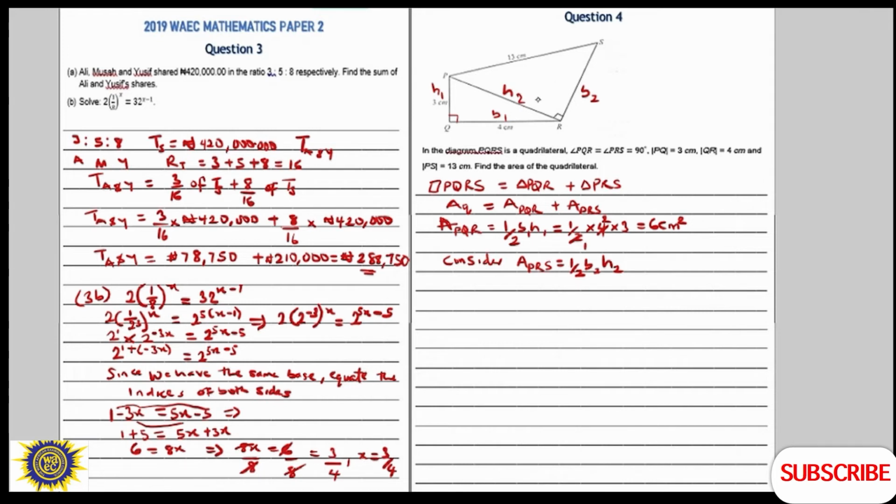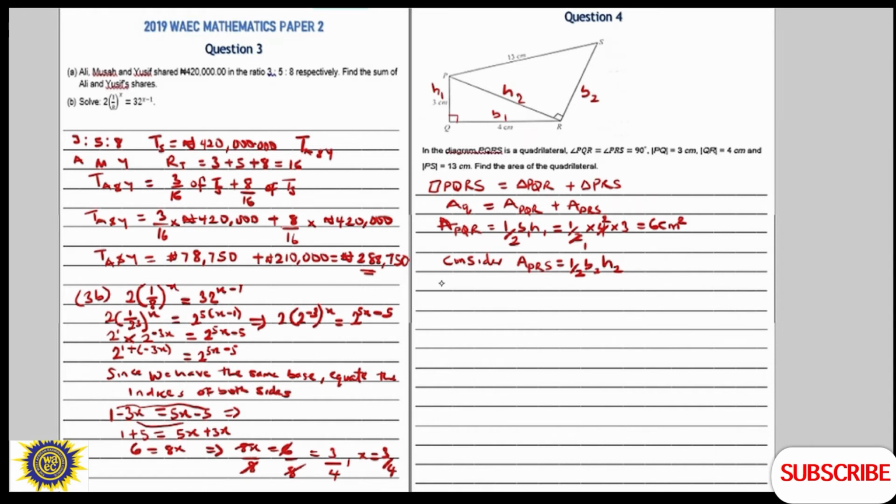But look at this one. In this case, we don't have H2, we don't have B2. But this H2 here is the same thing as the hypotenuse of triangle PQR. So meaning that we need triangle PQR again. So just bring out the triangle PQR here.